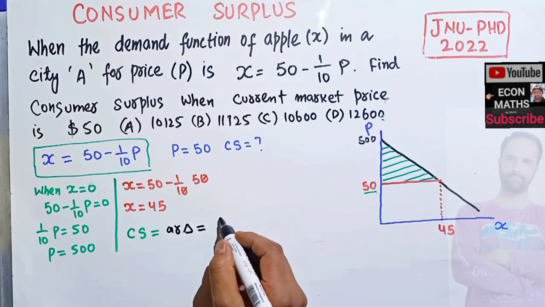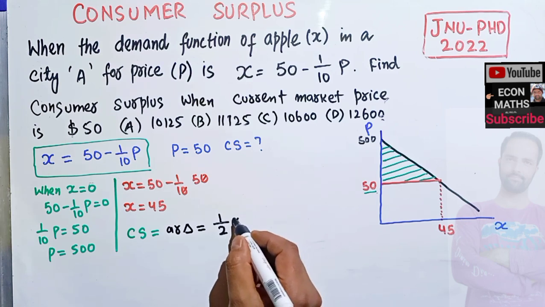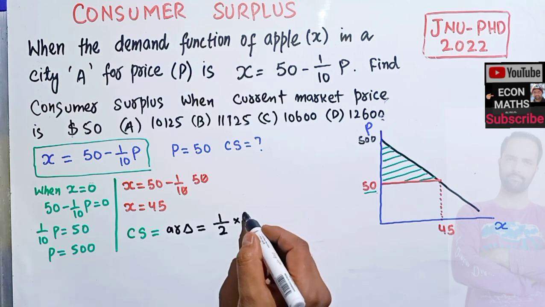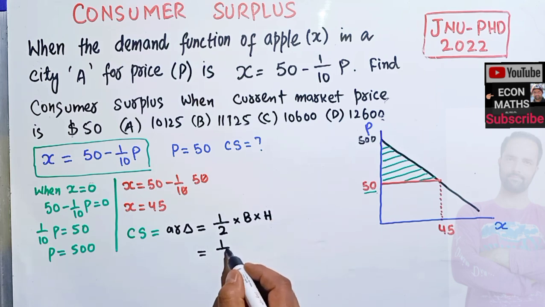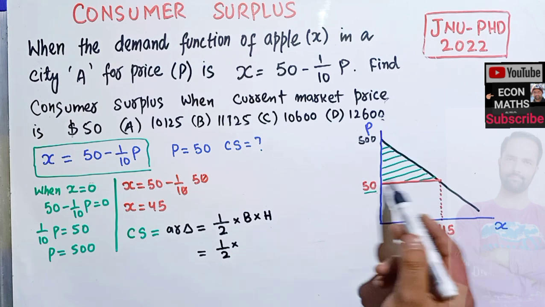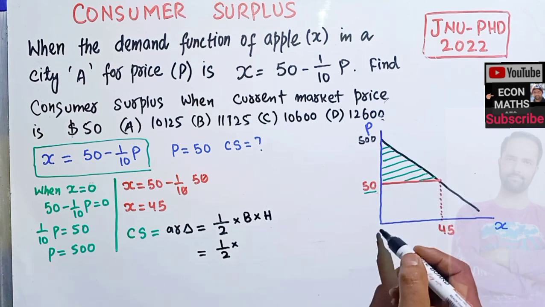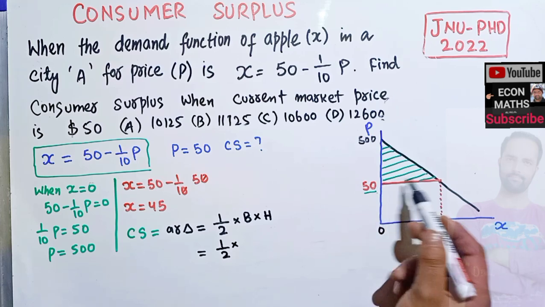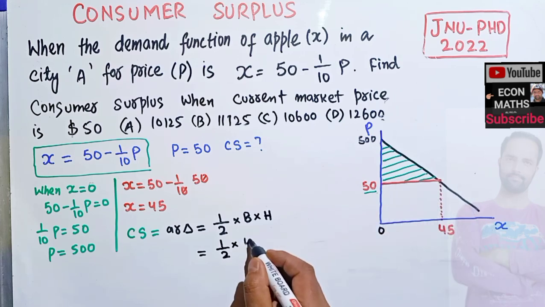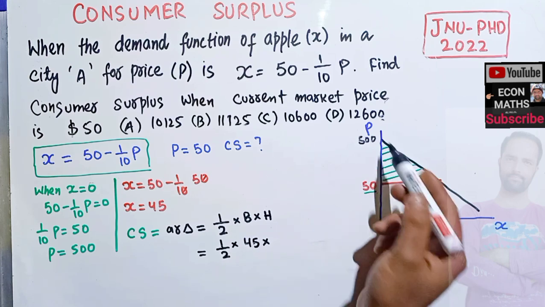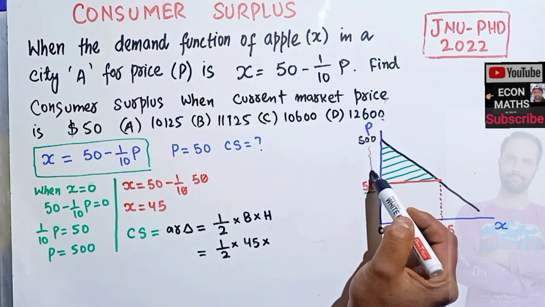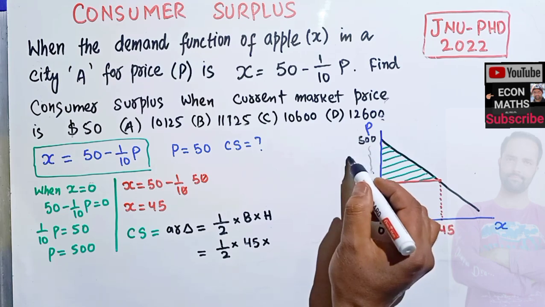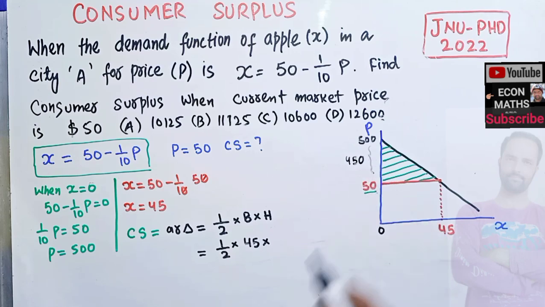We know the area of a triangle is simply 1/2 of base into height. Let me write it: b is base and h denotes the height here. So we have 1/2 of, what is the base of this triangle? That's 45, from 0 to 45. So we write here 45. And what is the height of this triangle? That is simply 500 minus 50, which comes out to be 450. So let's write it here, 450.